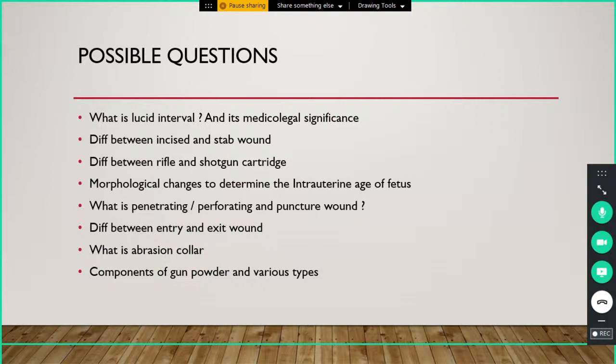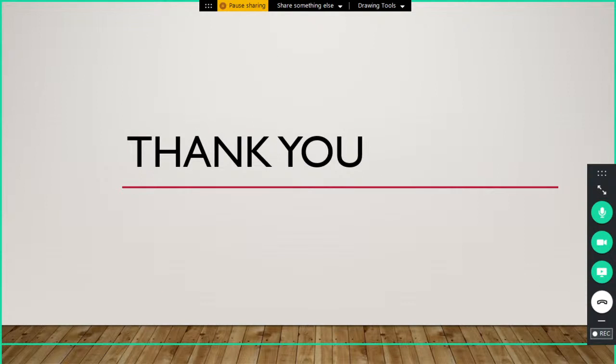Read about its medico-legal significance, difference between incised and stab wound, difference between rifle and shotgun cartridge, morphological changes to determine the intrauterine age of fetus, what is penetrating, perforating and puncture wound, difference between entry and exit wound, what is abrasion collar, components of gunpowder and its various types. So these are the possible questions for your practical exam. Thank you.